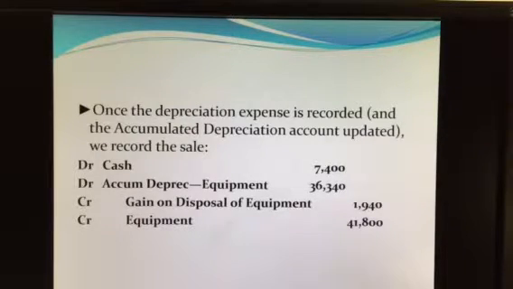Notice in this case we have a gain because we sold the asset for $7,400, but in fact the net book value of the equipment was less than that by $1,940. I didn't figure that out ahead of time, but you can figure that out for yourself. By the way, going back to this one, if in fact the amount of cash that we'd received was, let's say, $4,000, then the selling price of the equipment would have been less than the net book value of the equipment, and we would have recorded a loss in that case.